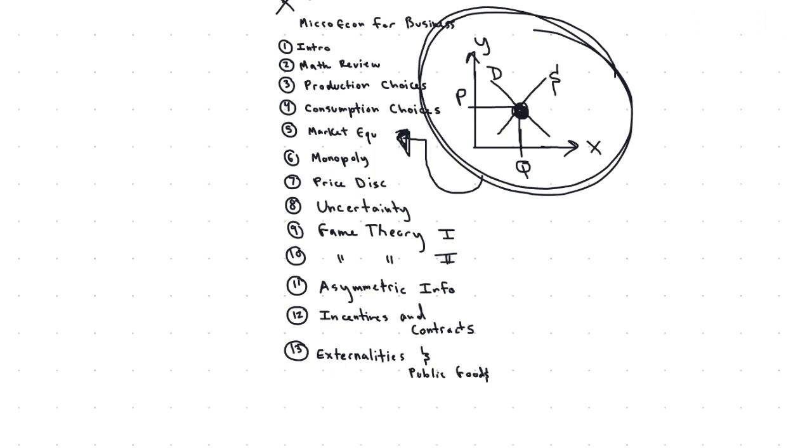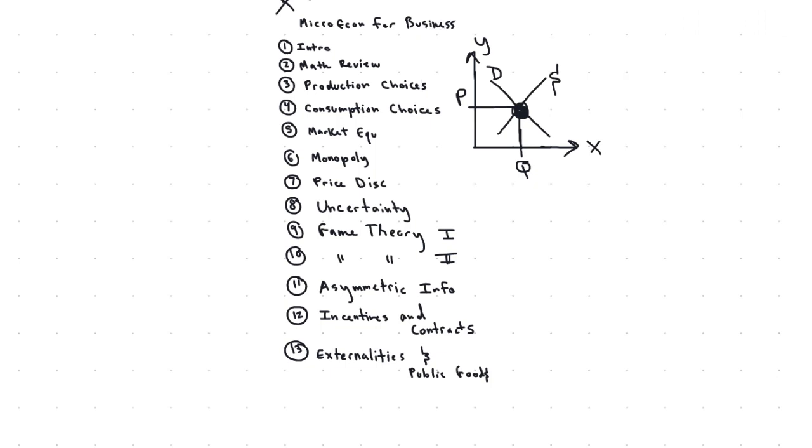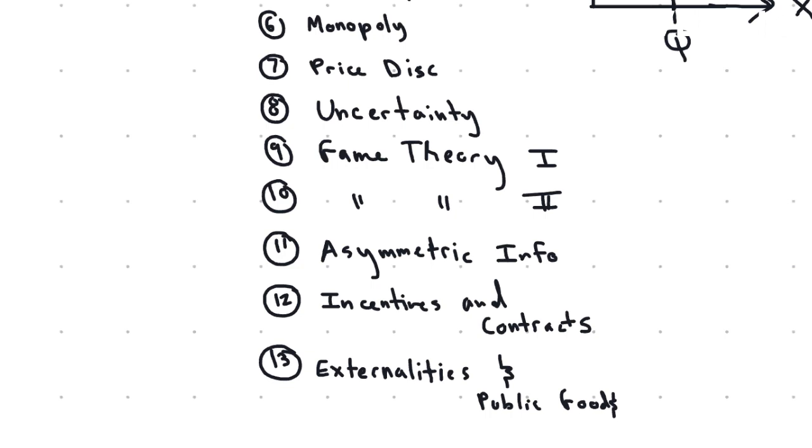Okay, so chapter six is monopolies. I think we all basically understand what monopolies are.